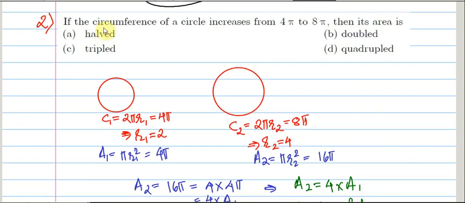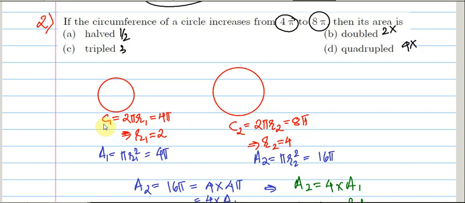Second MCQ: the circumference of a circle increases from 4 pi to 8 pi. Then what is its area? Means the area is tripled, doubled, or 4 times. This is 4 times, this is 2 times, this is half times, and this is triple, 3 times.